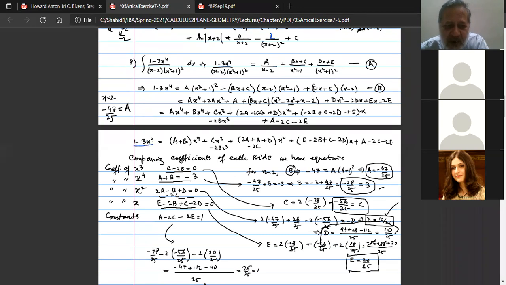Comparing coefficients, and we have a plus b is equal to minus 3, c minus 2b, क्योंकि x नहीं है, is equal to 0, x square भी नहीं है, तो 2a plus b plus d minus 2c is 0, e minus 2b plus c minus 2d, x left पे नहीं है, लिहाजा ये भी 0. Constant is there on the left hand side 1, so this constant should be equal to 1.